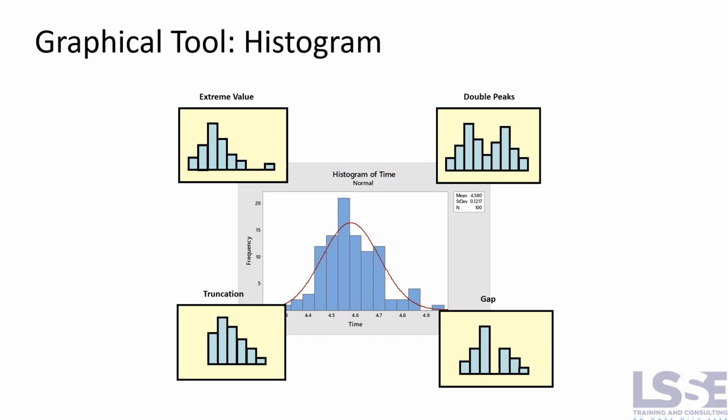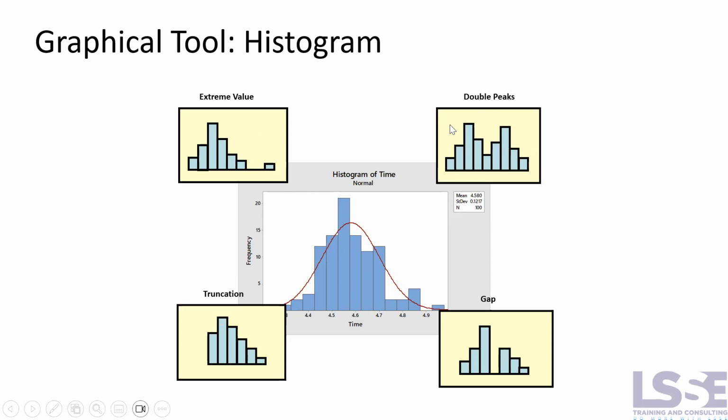Okay. A histogram can be used to identify extreme values. Like in this case, if there's an extreme value, chances are it's an outlier. There might be a special reason or a special cause why you have this outlier, and you may want to investigate if you get data like this.